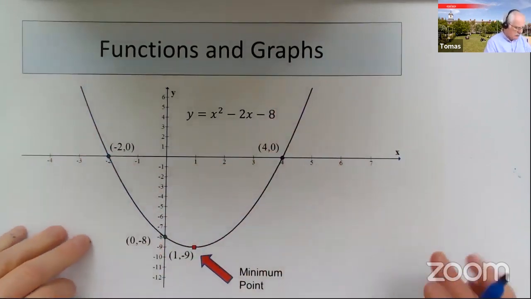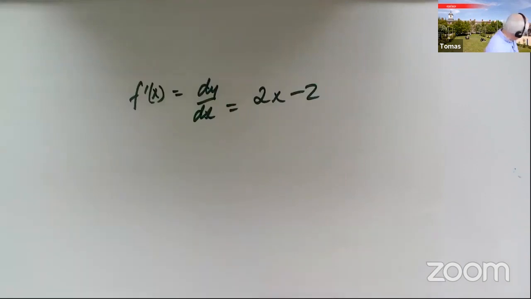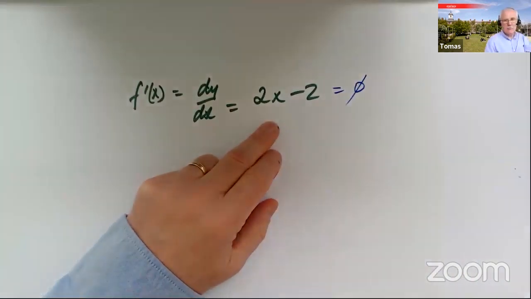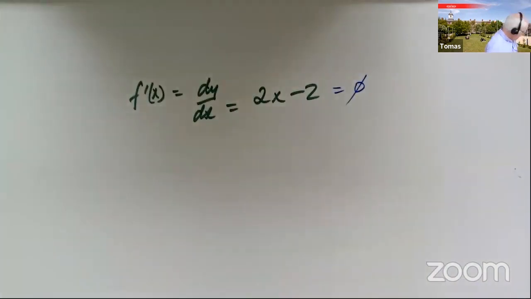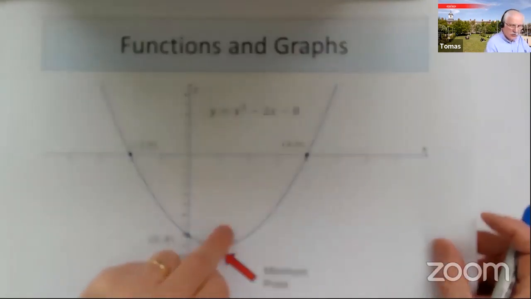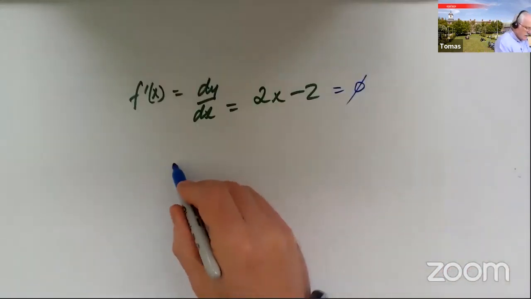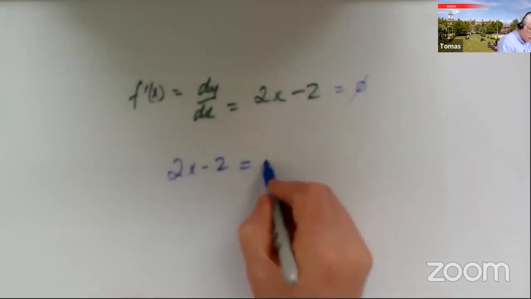But we're not interested in it always. We're interested in when is that slope equal to 0? When is the slope horizontal? When would the marble stop? So when is 2x minus 2 equal to 0?